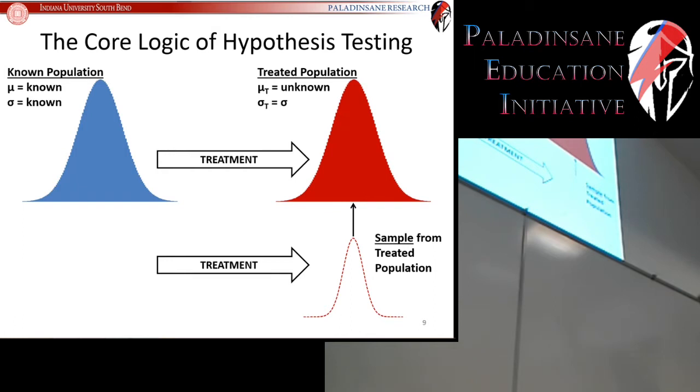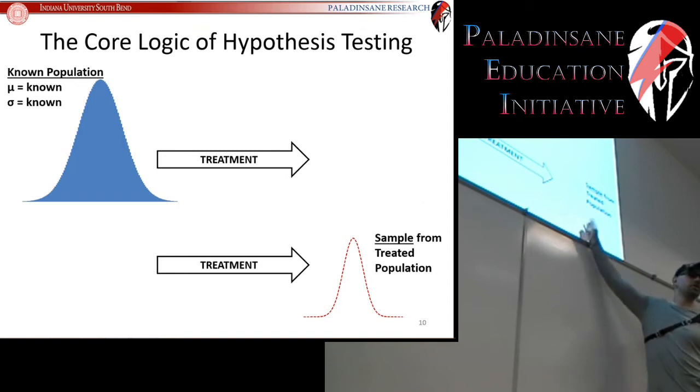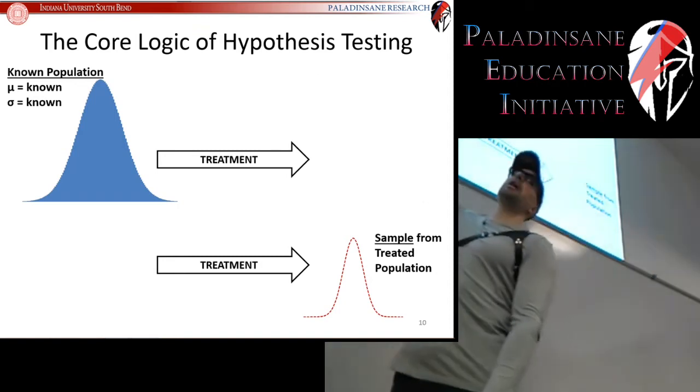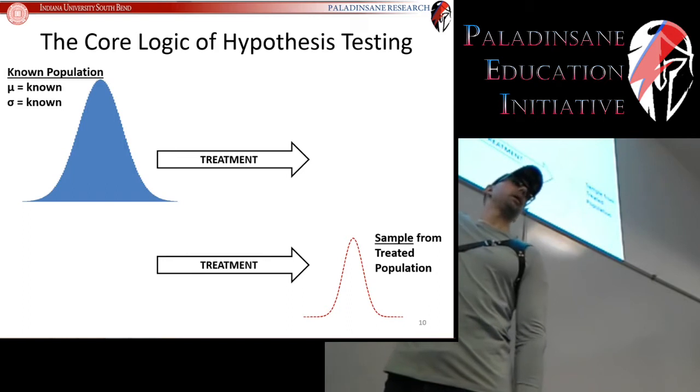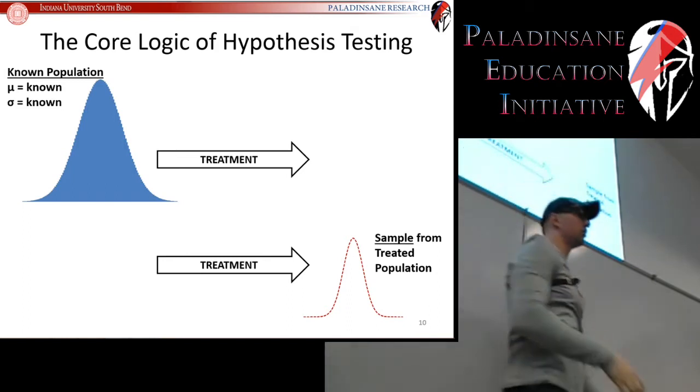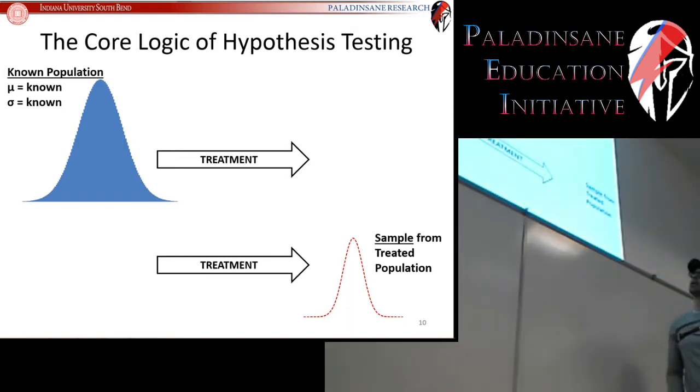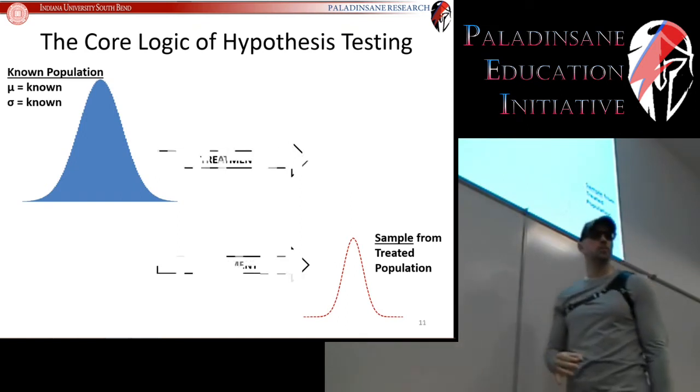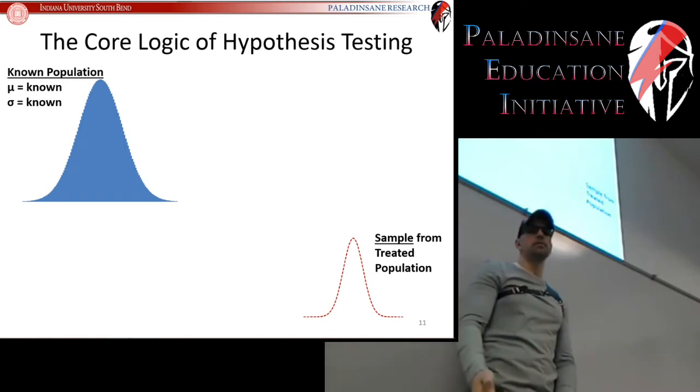So what do we have in this scenario? Well, remember we didn't measure our sample before we treated it. So we don't have that information. And we don't know what the treated population is, so we don't have that information either. What we have is our treated sample, we can measure that, and we have information about our original population, our untreated population. We have information about our known population. So our second look at the logic of hypothesis testing is just going to focus on those two pieces of information that we have.